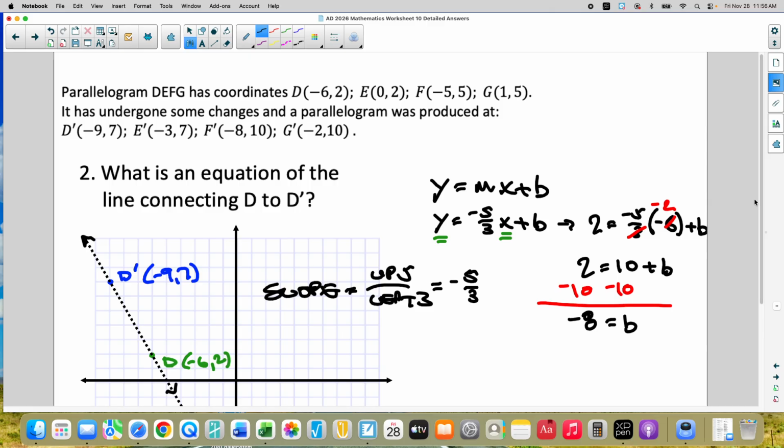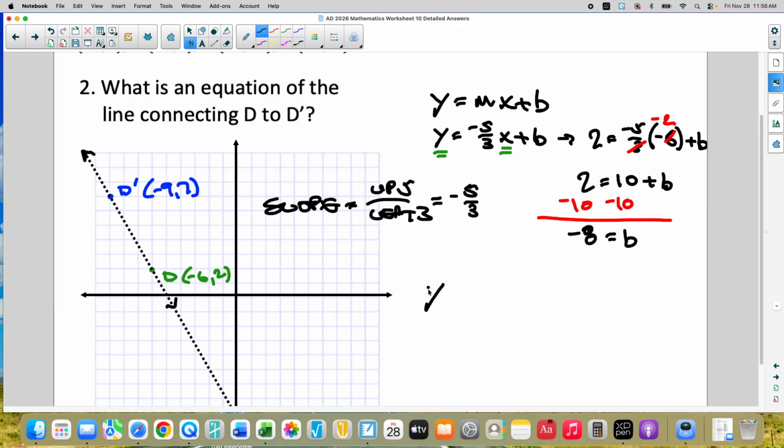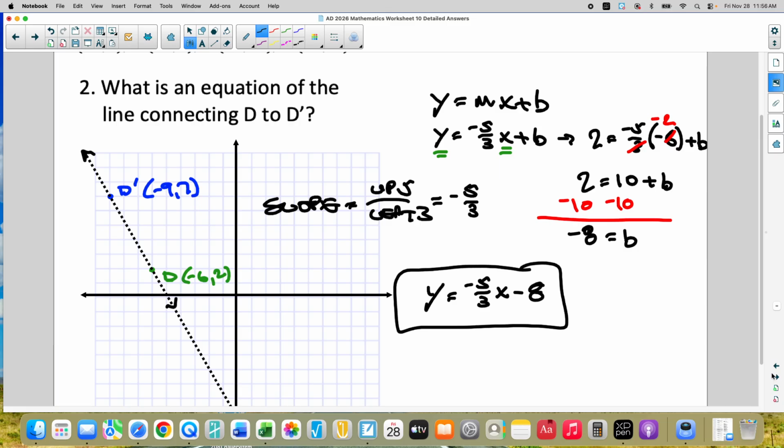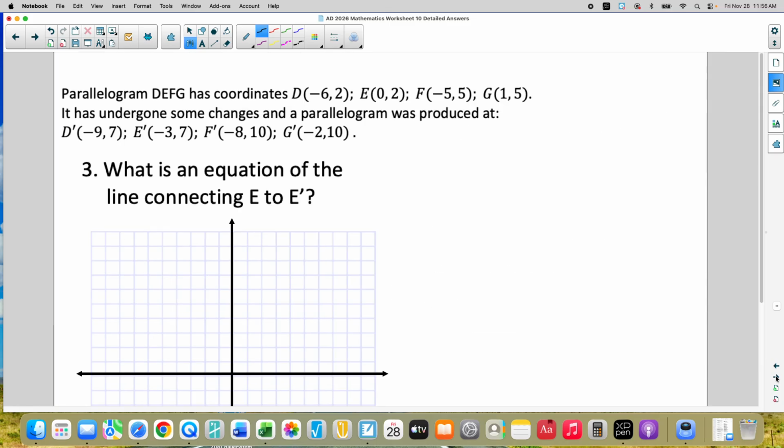We had said that it might be. So the equation for the line that connects those points is y equals negative 5/3 x minus 8. That is the dotted line. That's the equation for that line. What is the equation of the line connecting E to E prime? Well, we can make some assumptions about what we think. I kind of think it's going to be the same slope, different equation. So that's E, and E prime is going to be negative 3, 7.